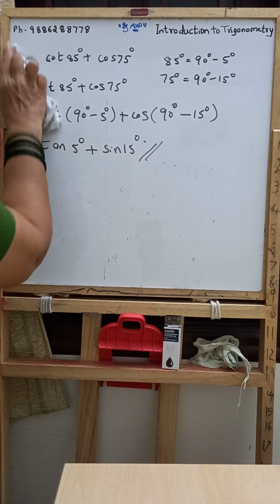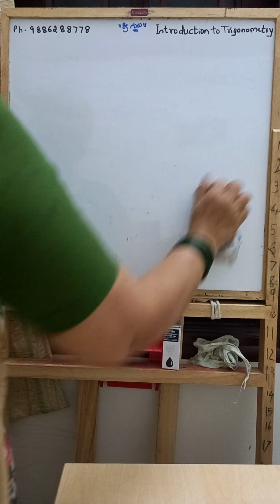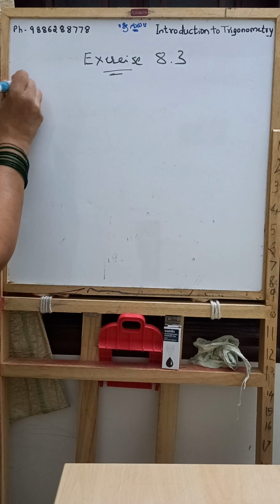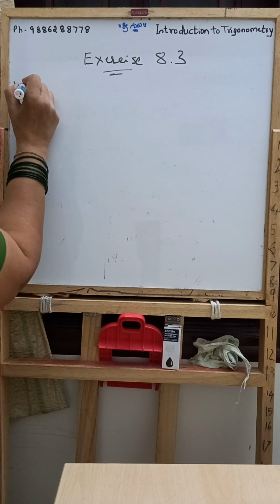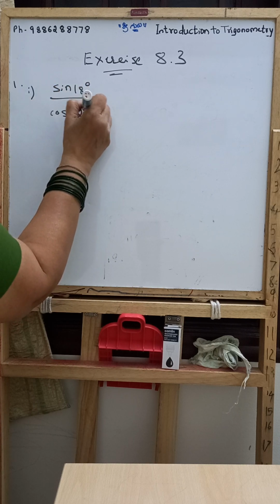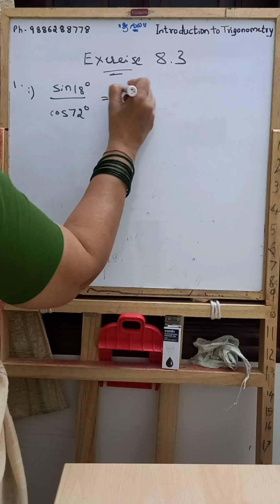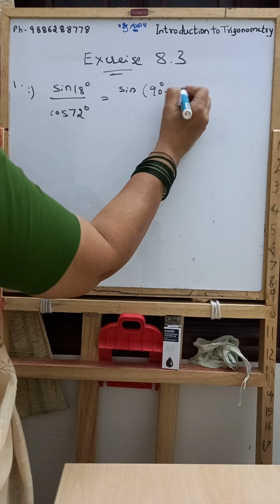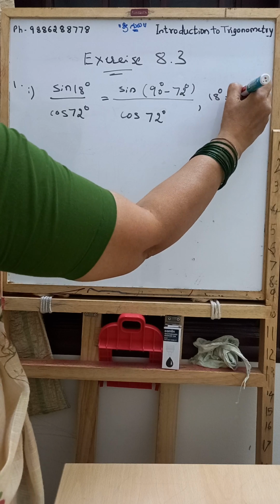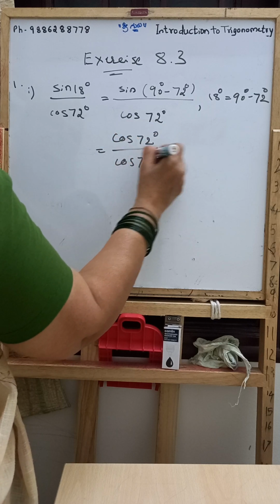Now we'll start with exercise 8.3. The first one, evaluate sine of 18 degrees divided by cos of 72 degrees. Here this can be further written as sine of 90 degrees minus 72 degrees divided by cos of 72 degrees, because 18 degrees is equal to 90 degrees minus 72 degrees. This is equal to cos of 72 degrees divided by cos of 72 degrees. This is equal to 1.